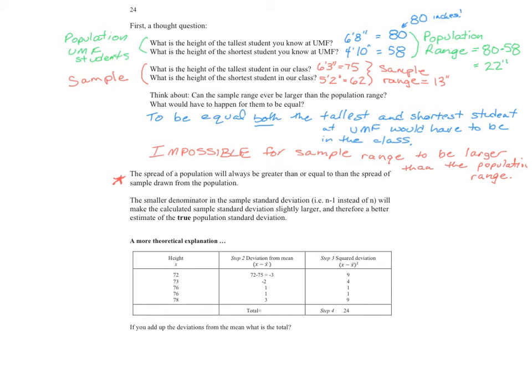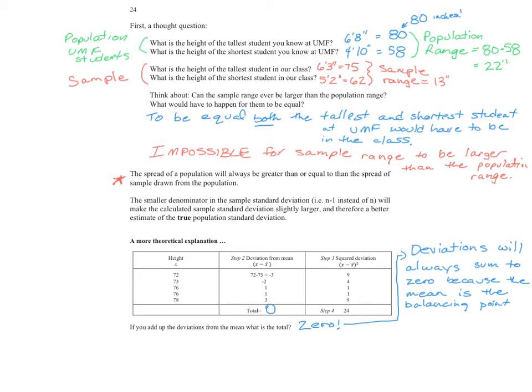So if we go back to that previous example and we look again at those deviations from the mean, if we add up those 5 numbers, what total do we get? -3 plus -2 is -5, plus 1 is -4, plus 1 is -3, plus 3 is 0. And this isn't just a coincidence. This will always be the case. Deviations from the mean will always sum to 0 because the mean is the balancing point.